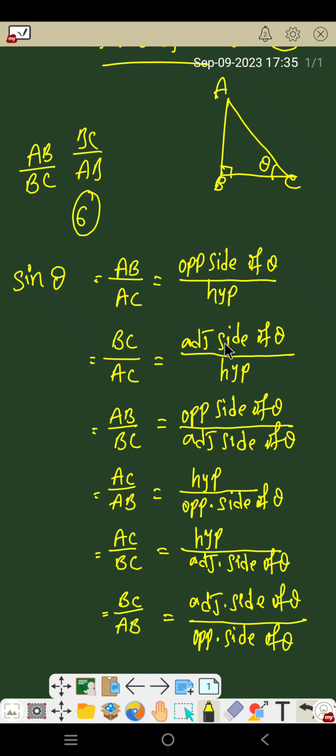Now adjacent side by hypotenuse is called cos theta, the cosine ratio. Actually the full form is cosine ratio, cosine theta. This one is sine theta, and these are the full forms, but shortly we can call it sin theta. This is cosine theta. Cosine theta we can define as adjacent side by hypotenuse.